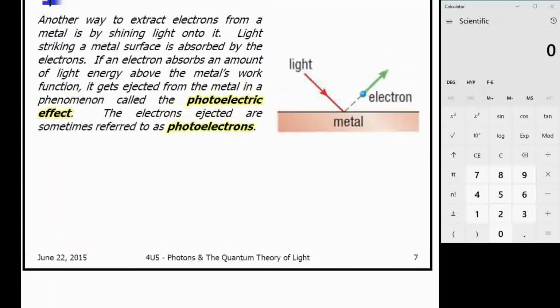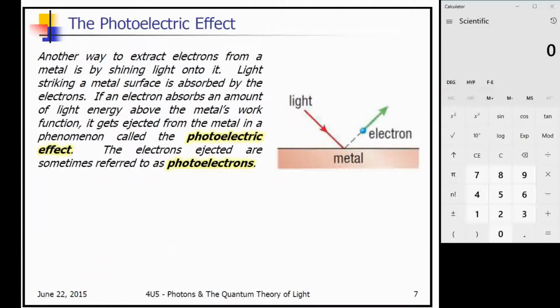another way to extract electrons from a metal is by shining a light onto it. So that's a way of determining the work function of a metal. So we know how much energy is needed to start emitting electrons. Now, the interesting thing is, this was what puzzled the physicists in the 1880s, was light could also emit electrons. So how is this possible? And what type of light, how could we start emitting electrons?